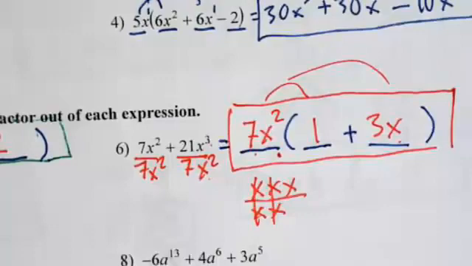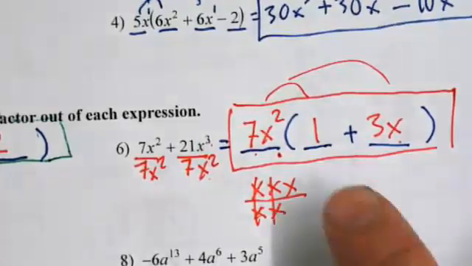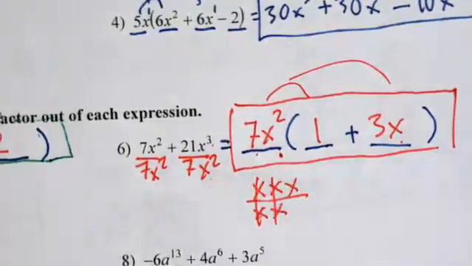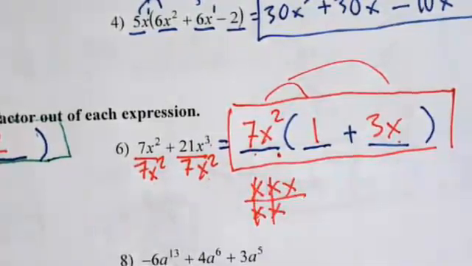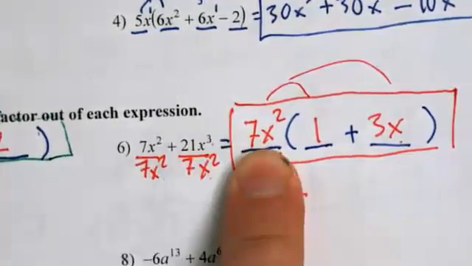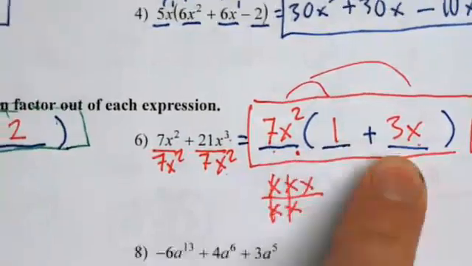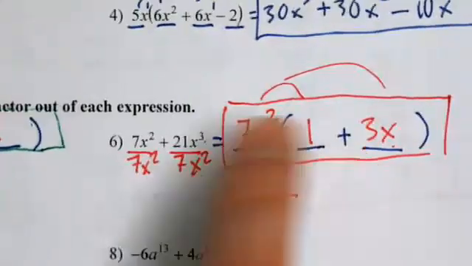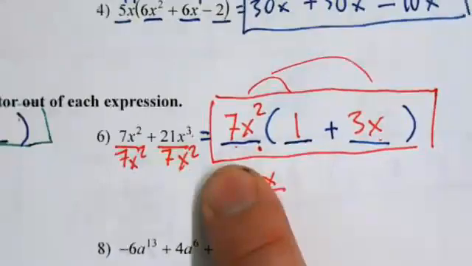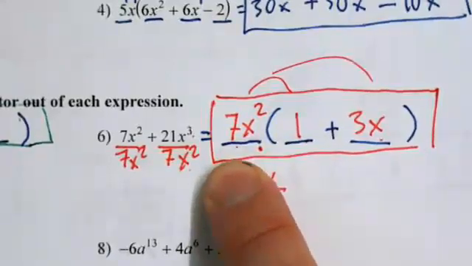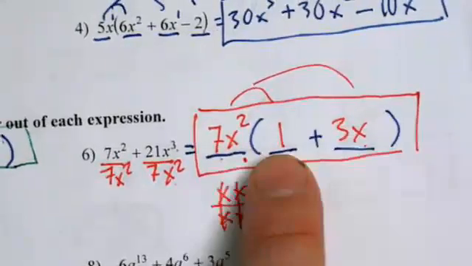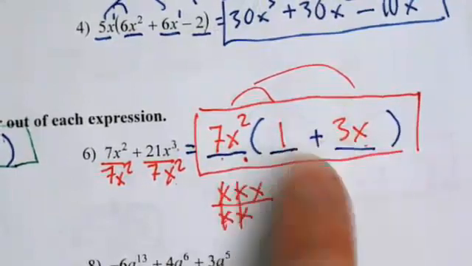If you multiplied it out, would you get the same original thing that you started with? There are some other techniques to do it, but this is the answer you should come up with. You could not do this, for example, and end up with a 3x out here. The 3x has to be inside the parentheses with the 1. Some people might put the 7x squared at the end rather than at the beginning. That would still be correct. Some people might flip the 1 and the 3x around, but they both need to be on the inside.